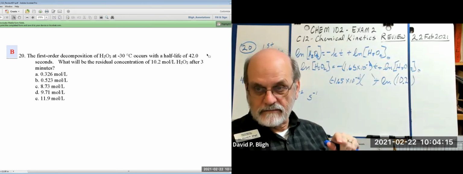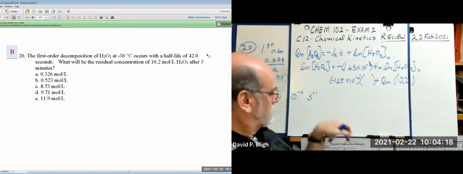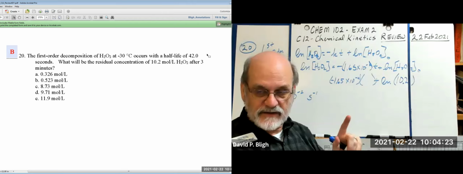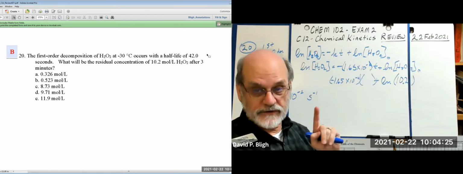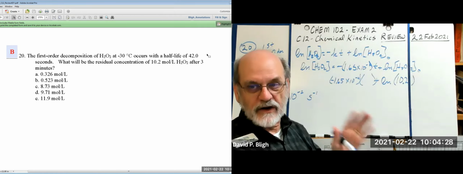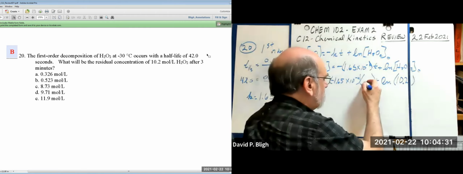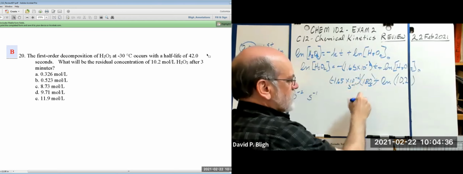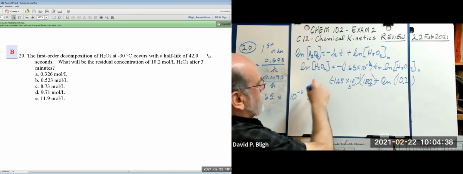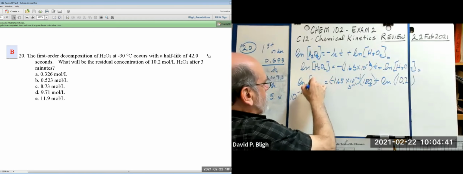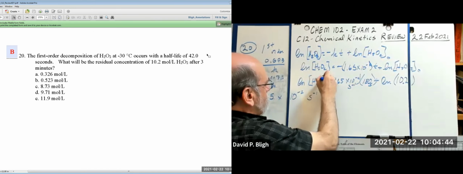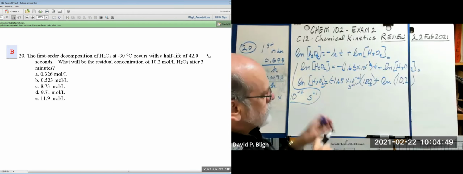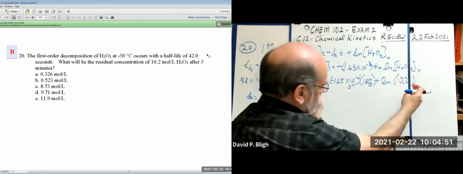3 minutes. And what are the units on k? Reciprocal seconds. t needs to be in terms of seconds, right? You have to match your units. 3 times 60 is 180. This is reciprocal seconds, so they cancel. And then we have this one as our unknown. So we just need to solve. So let's resolve this one.